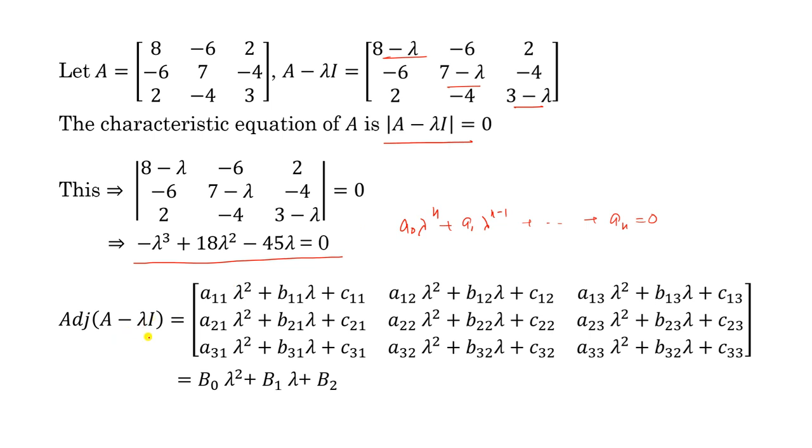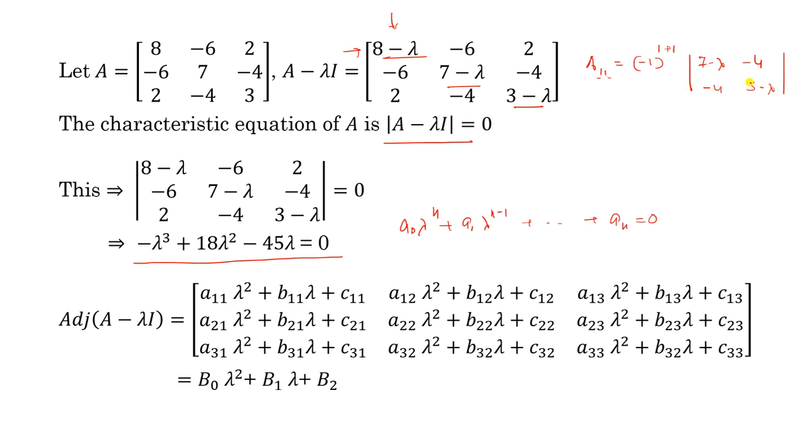Now the adjoint of A minus lambda I. To calculate the adjoint, first we calculate the cofactors. For example, suppose you have to calculate the cofactor of the element A11. The cofactor A11 can be written as minus 1 raised to power 1 plus 1. If you leave the first row and first column, the remaining determinant is 7 minus lambda, minus 4, minus 4, and 3 minus lambda. So this is the cofactor.